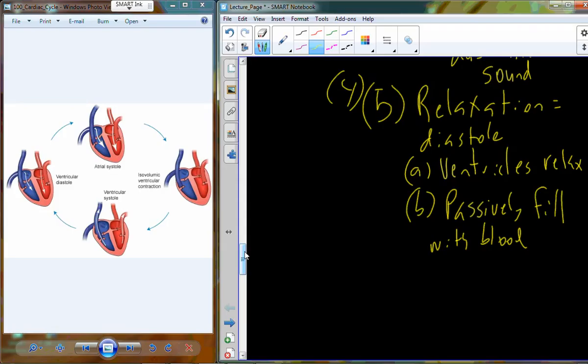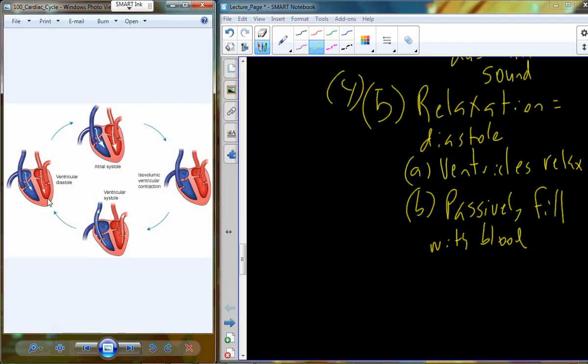We're going to have blood that passively flows into the ventricles of the heart from the atria. So really the blood flows through without being squeezed through. We're going to need atrial systole for that to occur. We're going to have blood that flows through passively filling up the heart in ventricular diastole.